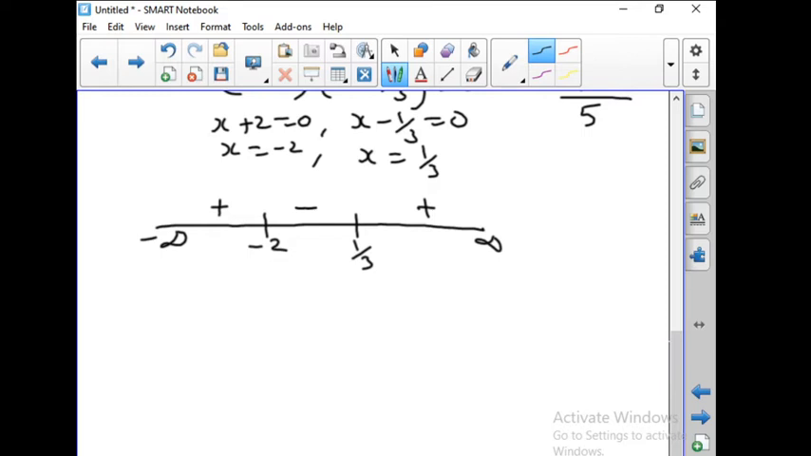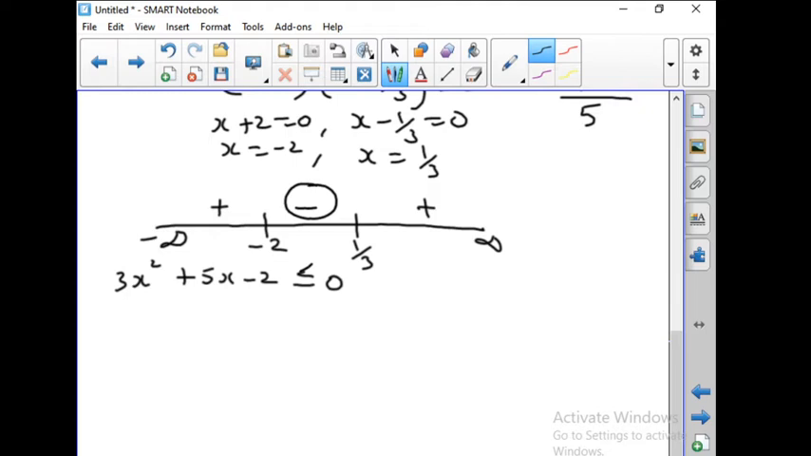Okay, so now what is the equation? 3x² + 5x - 2 is less than or equal to 0. So less than or equal to 0 means it should be negative. Okay, so in which interval are we having negative? So this is the interval in which we are having minus. Okay, and we are having less than or equal to. Therefore, what is the solution?